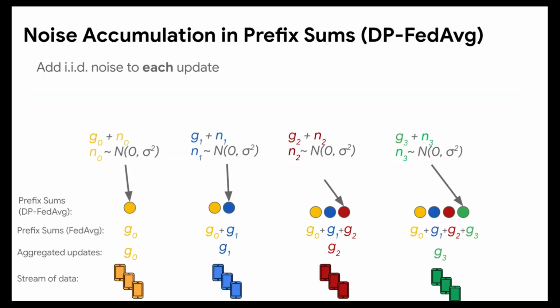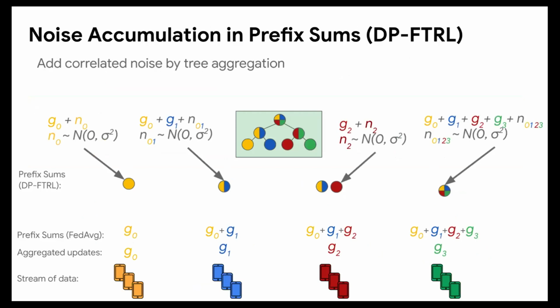And let's go back to DP-Fed averaging. In each round, we will add an independent noise. And once the noise is added, it will always exist in this prefix sum. And in DP-FTRL, we add noise based on a tree structure. And in each round, the aggregated updates can be considered as the leaf nodes of this tree. And whenever the leaf nodes live in the same subtree, you only need to add one noise to the root node, and that's for this prefix sum.